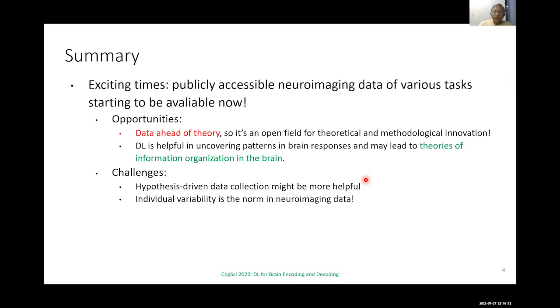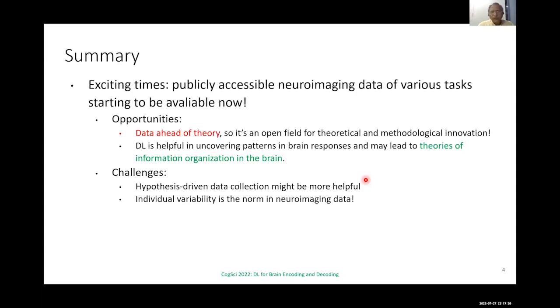The other challenge typically is individual variability. In some sense, it is the norm in neuroimaging data. As you can expect, the response evoked to a stimulus can be quite varied and rich depending on the memory network from which a response is evoked, the experience an individual might have gone through, and the emotional states that are attached to the stimulus. All these could have individual variation, and all of them are reflected in the evoked response.